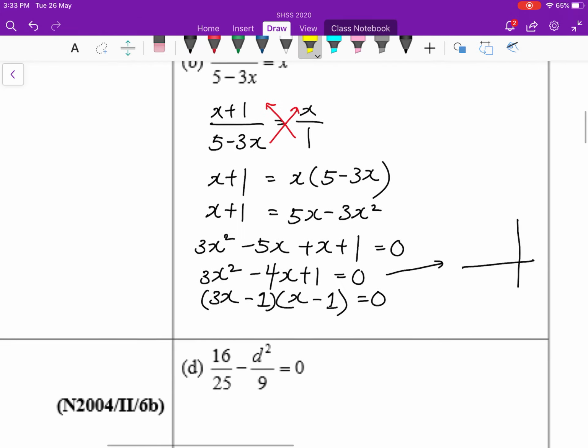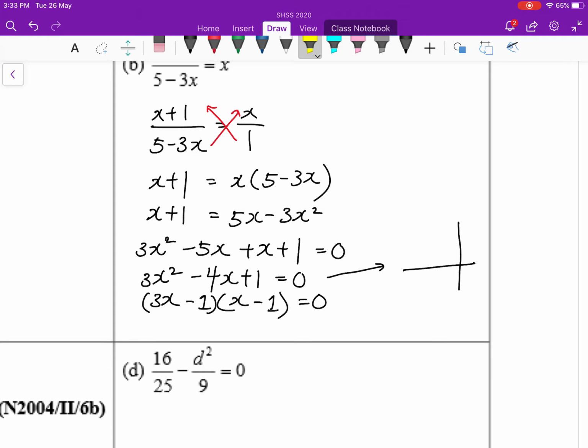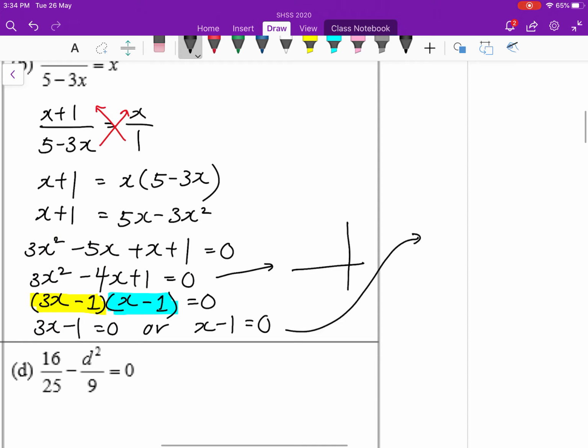From here, remember the concept that I taught you in the previous worksheet. Yellow color times blue color equals 0. So therefore, either the yellow color equals 0 or the blue color equals 0. In this case, 3x, I just add 1 on both sides, 3x equals 1, x is 1/3. Or x is 1, finish.